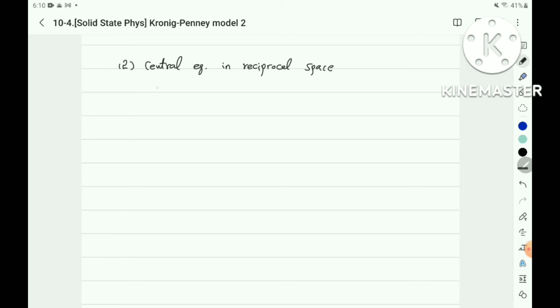The central equation is that the kinetic energy, (ħ²k²/2m − ε) c_k, plus the sum over G of the reciprocal space potential V_G times c_{k−G}, equals 0. It is the central equation. Let's consider a delta functional potential.